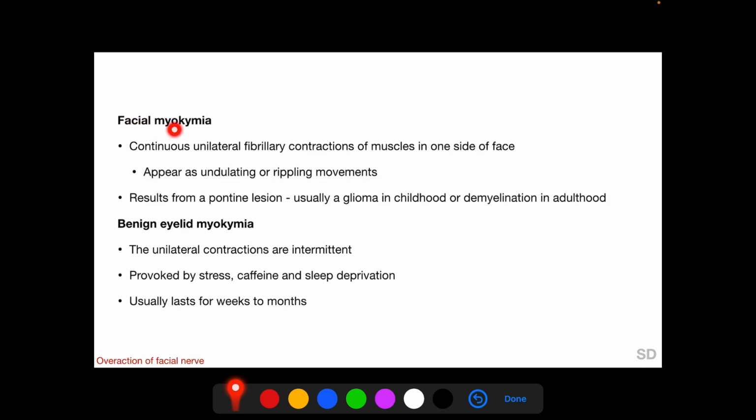Facial myokymia consists of unilateral fibrillary contractions of muscle in one side of the face, and it appears as undulating or rippling movement, and it also results from a pontine lesion, usually a glioma in childhood or demyelination in adulthood, and thus requires imaging. Benign eyelid myokymia is a common condition we encounter in the clinic, and it consists of intermittent episodes of unilateral contraction of the orbicularis oculi, and these episodes usually last for weeks to months and are provoked by stress, caffeine and sleep deprivation.